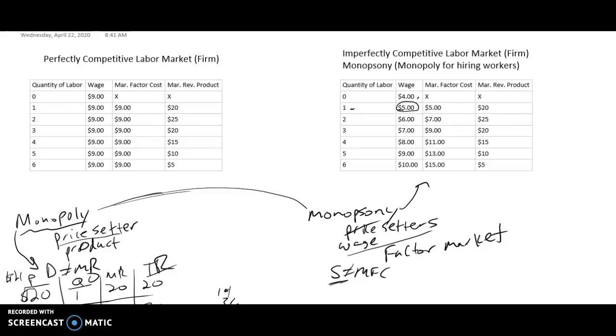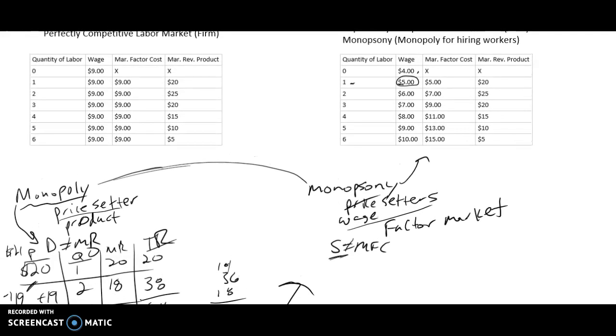All right, but if they want to attract a second worker, they need to raise the wage of each of those 2 workers. So they need to raise the wage of the first worker up to 6, and then they can pay that second worker 6, and now they've got 2 workers. So this is what we're going to look at for monopsony.